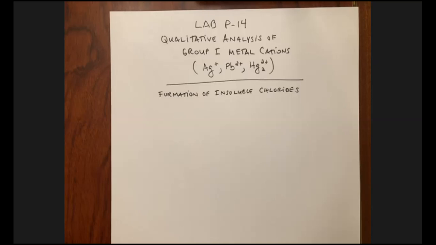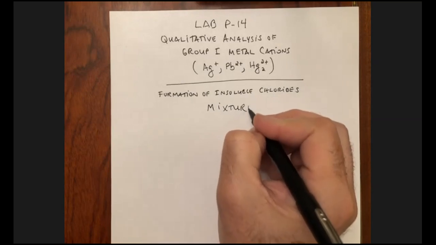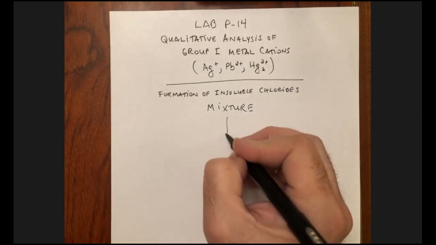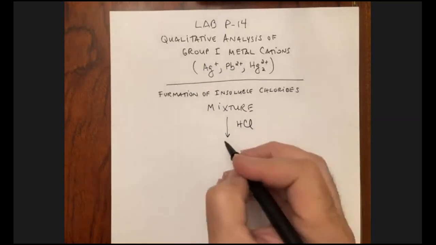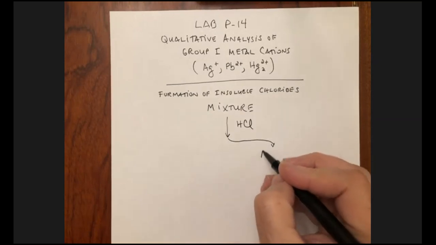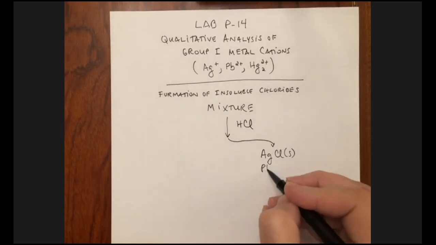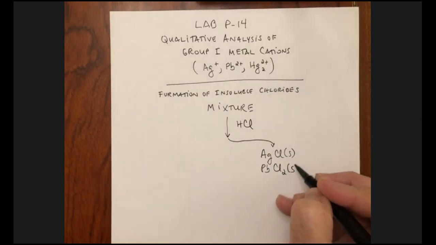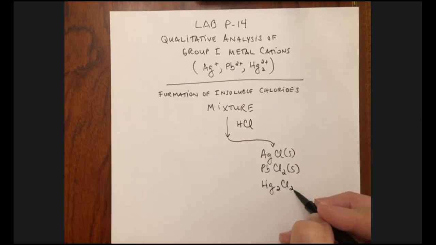What you're going to do is, first of all, we are going to be receiving a mixture of these ions, which we will then treat with hydrochloric acid. In the presence of hydrochloric acid, these three ions will form chloride precipitates: silver chloride, lead 2 chloride, and mercury 1 chloride.